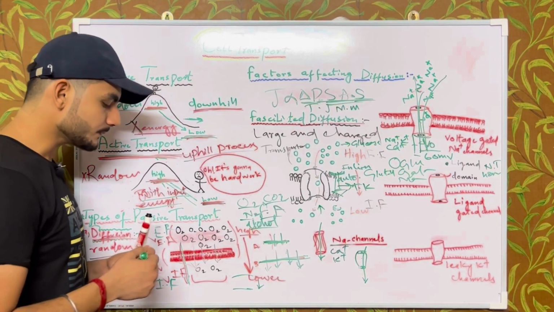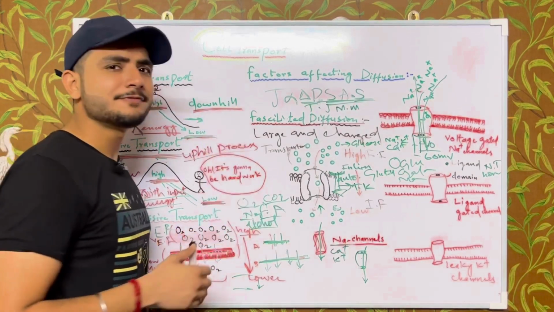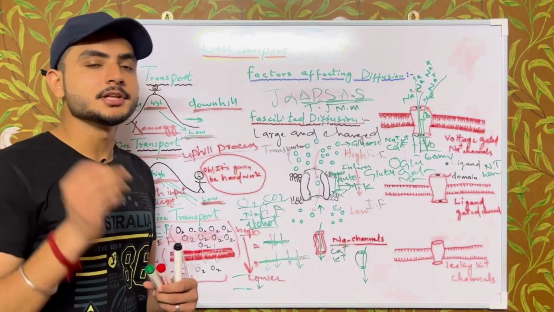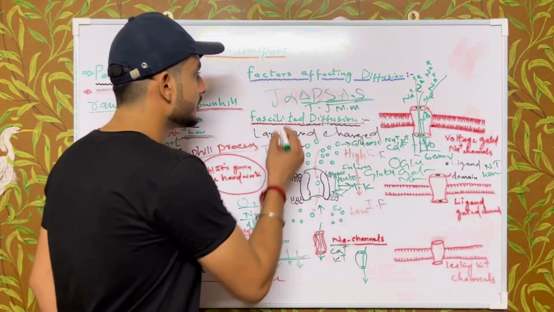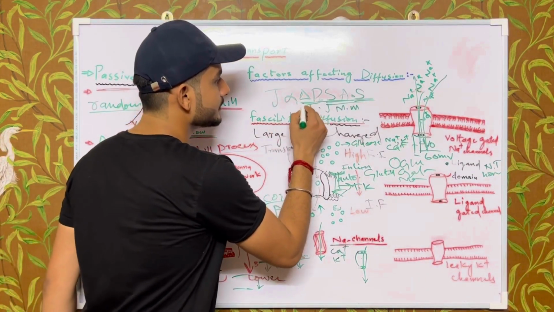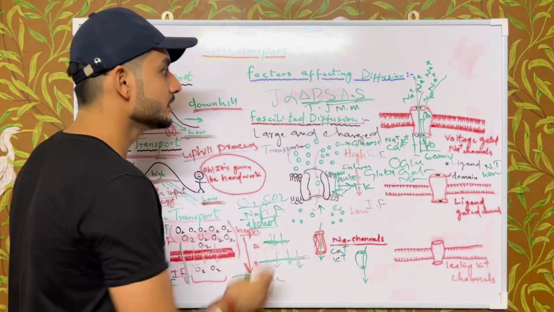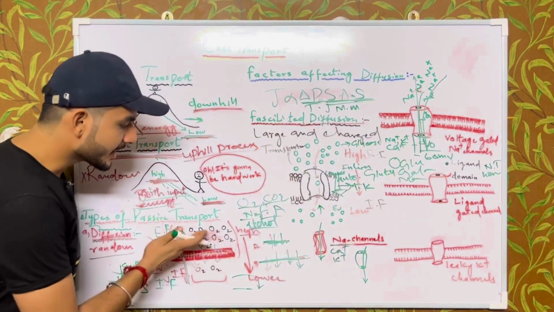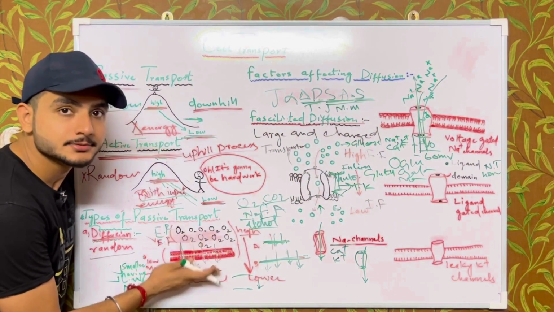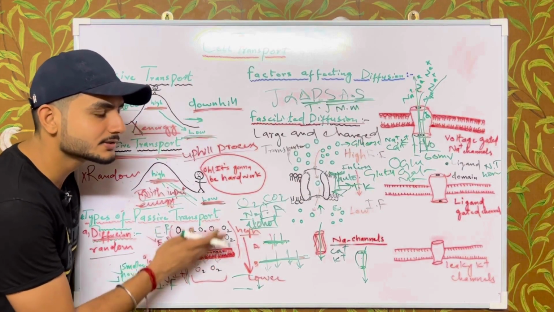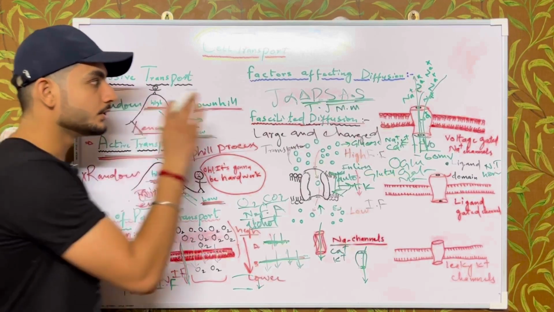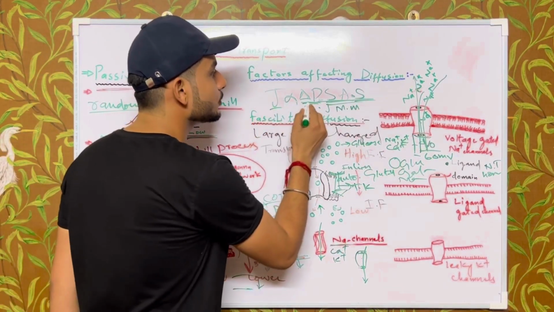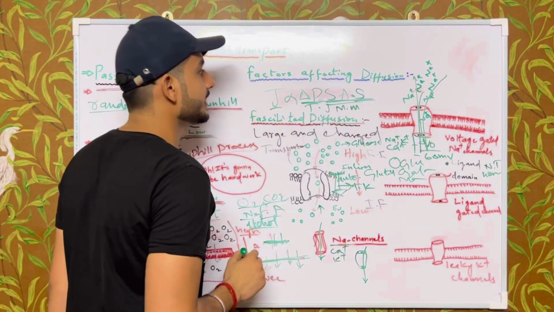There are some factors which affect the rate of simple diffusion. Let's discuss them one by one. The rate of simple diffusion is directly proportional to the concentration gradient. Greater the concentration gradient across the membrane, greater will be the rate of diffusion. So the rate of diffusion is directly proportional to the concentration gradient.